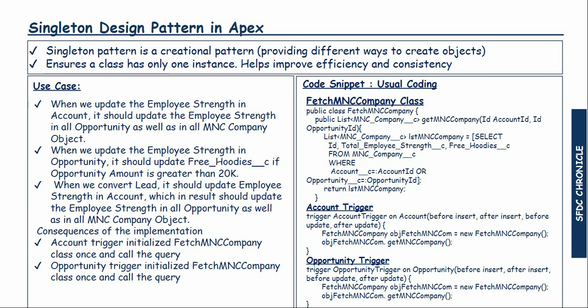Now, when we update the employee strength in opportunity, if the opportunity amount is greater than 20K, then it should update a field that is present in MNC company, called free hoodie. It should update that to true.